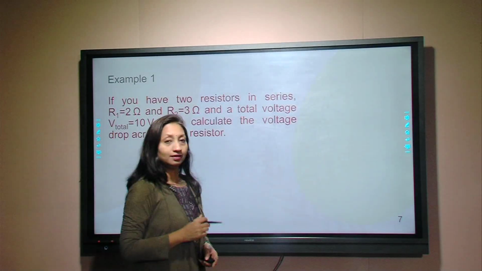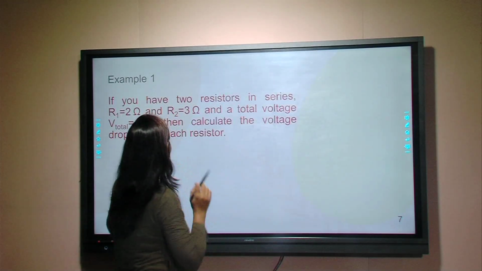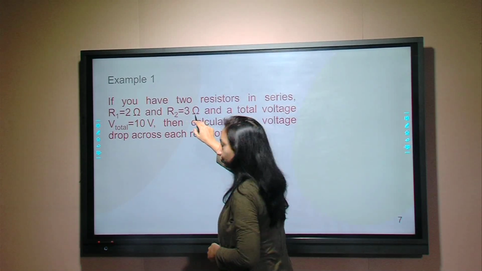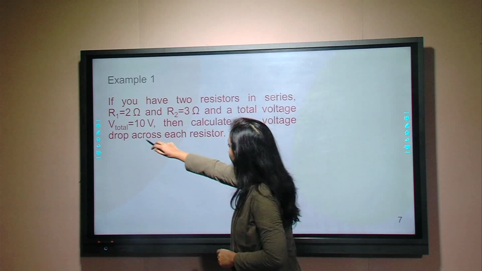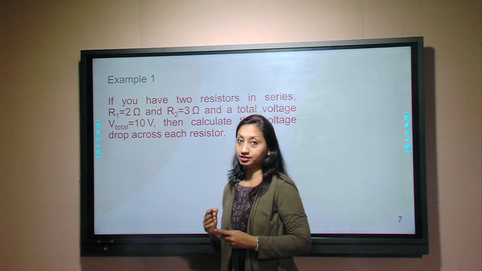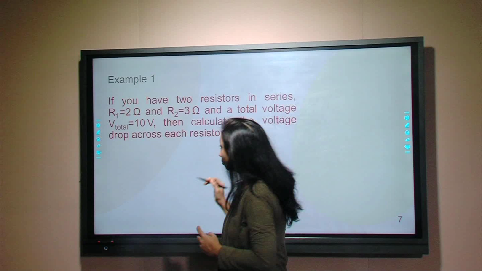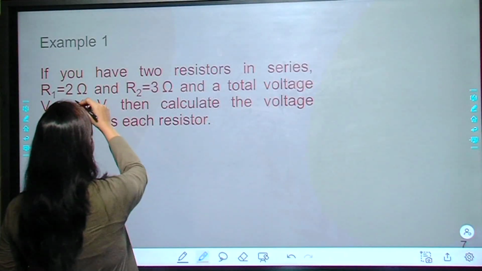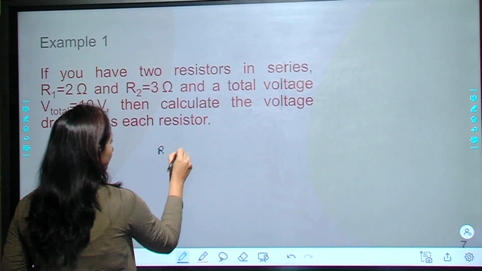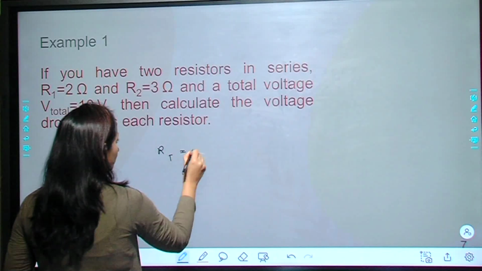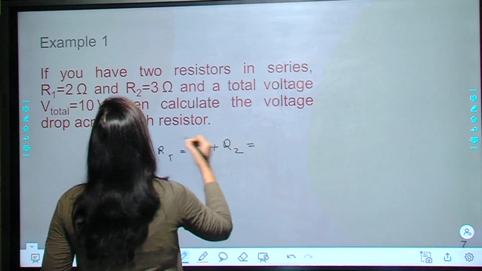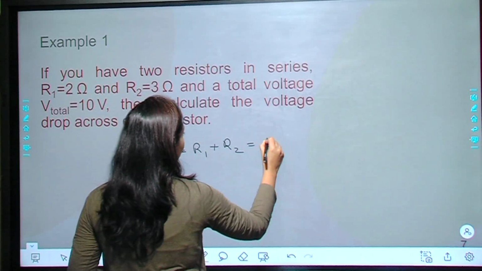So let us see one example here. We have two resistors, R1 is 2 ohm, R2 is 3 ohm. Then the total voltage is given as 10 volt. Then calculate the voltage drop across each resistor using the voltage division rule. So how can we calculate it? Now the voltage drop across R1. So what is the total resistance RT? As they are connected in series, R1 plus R2 equals 5 ohm.